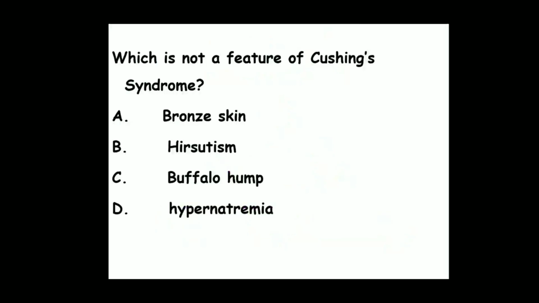Which is not a feature of Cushing syndrome? Brown skin, hirsutism, buffalo hump, hypernatremia. Try to recall the features of Cushing's. Brown skin is definitely the feature of Addison's disease. Hirsutism, buffalo hump, and hypernatremia are the features of Cushing syndrome.